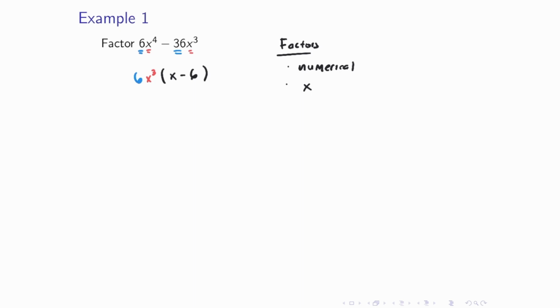And we're done. Now, if we want to check our work, we simply distribute the GCF back to each term. So if we multiply this by x, we get 6x to the fourth. And if we multiply 6x cubed by -6, we get negative 36x cubed. So if we distribute that, we're good. And that's it.